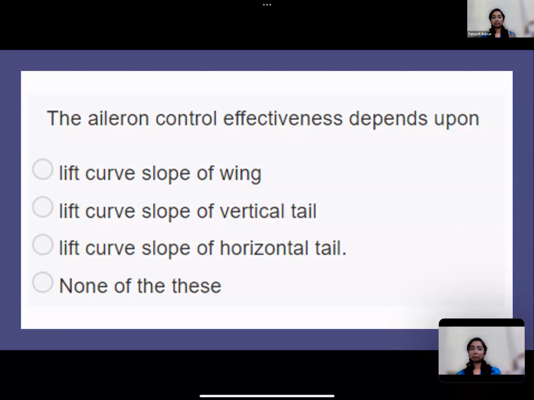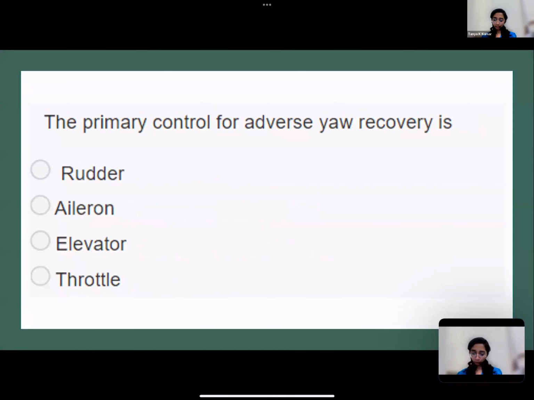The lift curve slope does come into play in control effectiveness, correct? So of what? Wing, vertical tail or horizontal tail? Wing, yes. The ailerons are on the wings, so the lift curve slope of the wing is what is going to affect the aileron's effectiveness. Perfect. Primary control for adverse yaw recovery is? Rudder, yes.